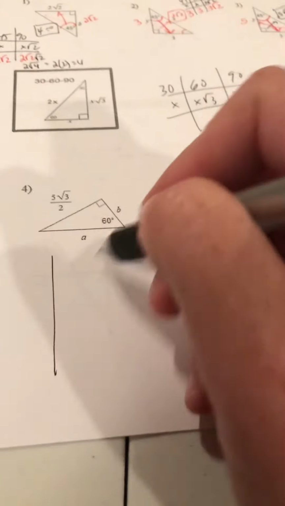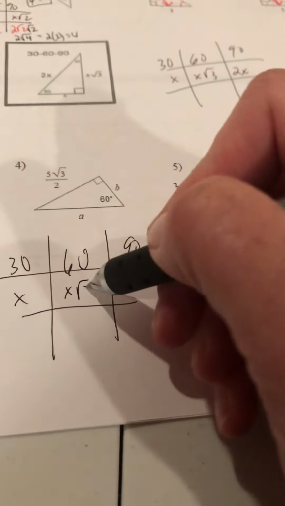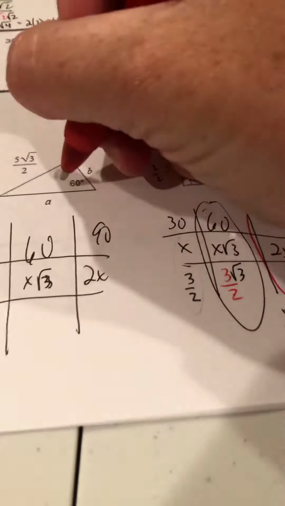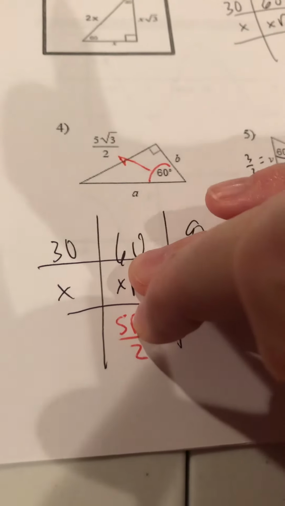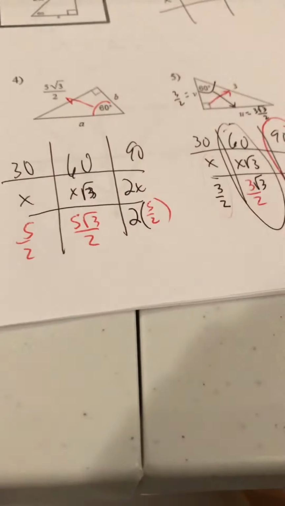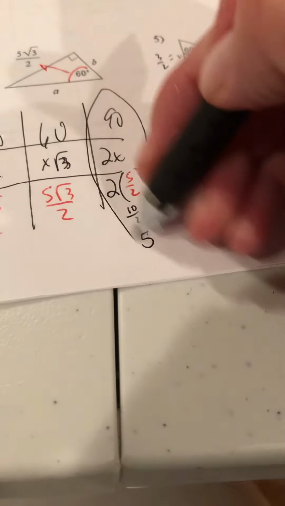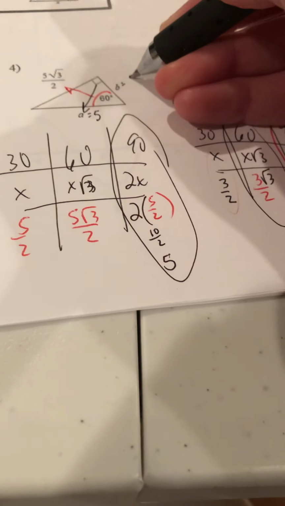Last one, if you want to try it, maybe you just give it a little pause. 30, 60, 90, x rad 3, 2x. So across from my 60, I can see that it's 5 rad 3 over 2. I can see it right away. Can you? If we take away the rad 3 and rad 3, we can see that x is 5 halves. And this is supposed to be 2 times 5 halves. So it'd be 10 over 2, which is just 5. So across from my 90, A has to be 5, and the other one, B, has to be 5 halves.